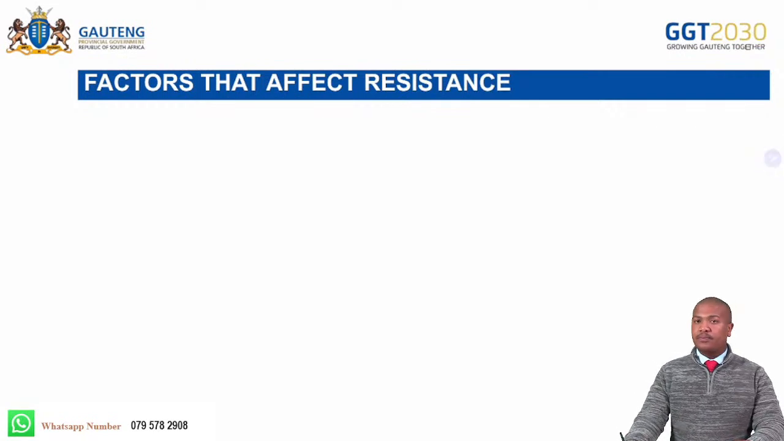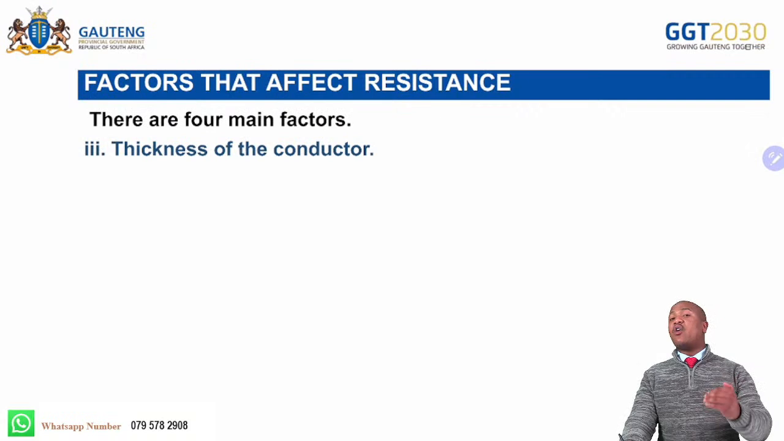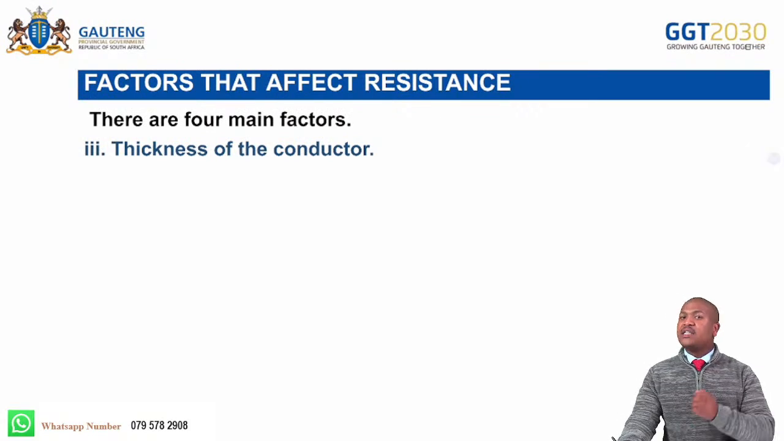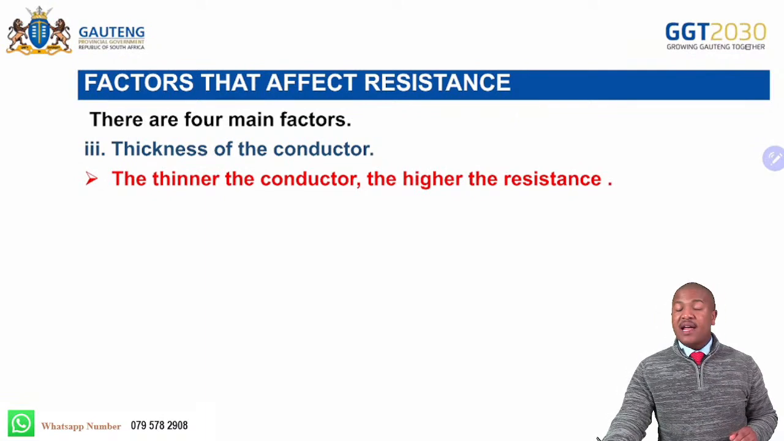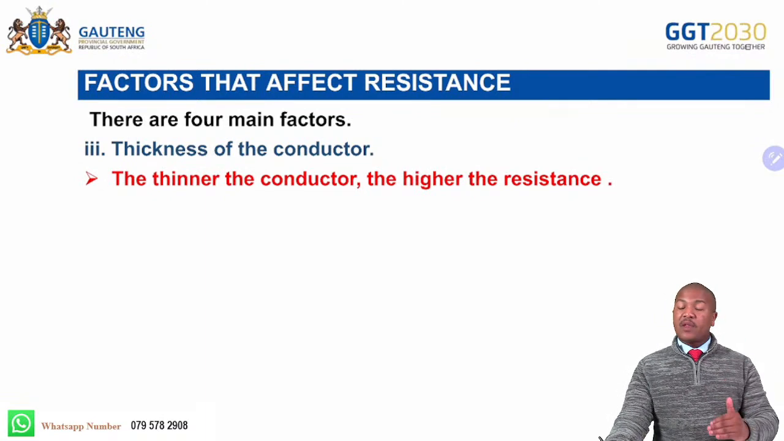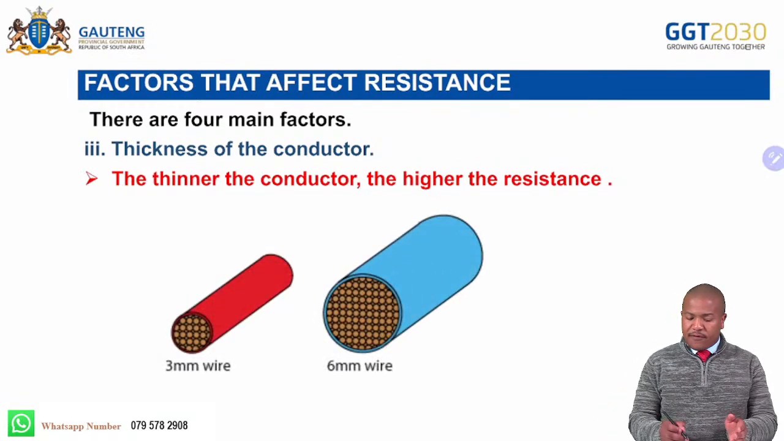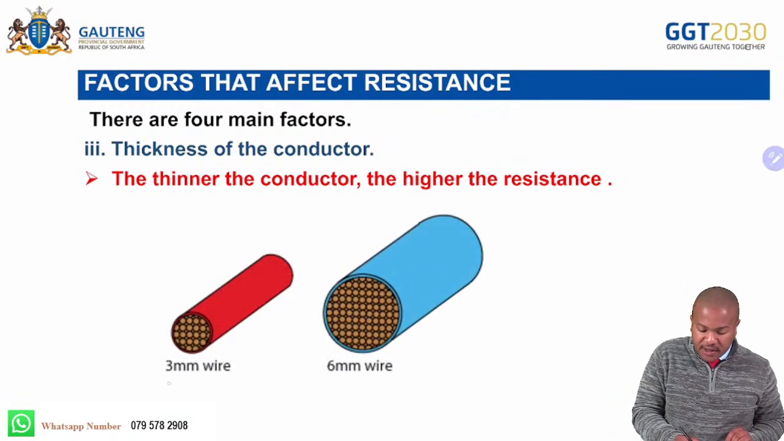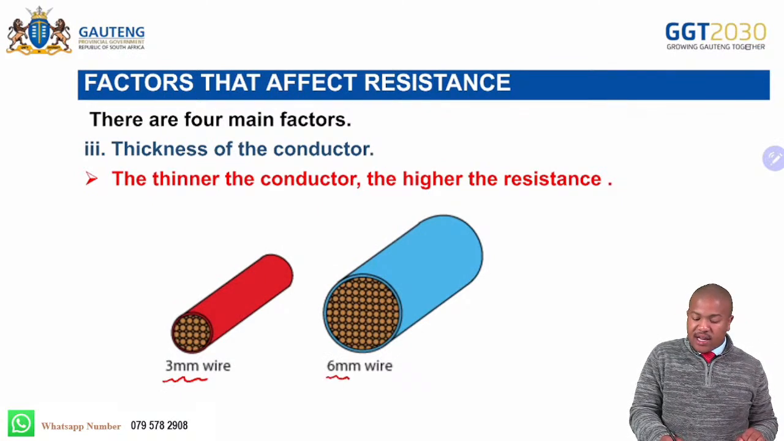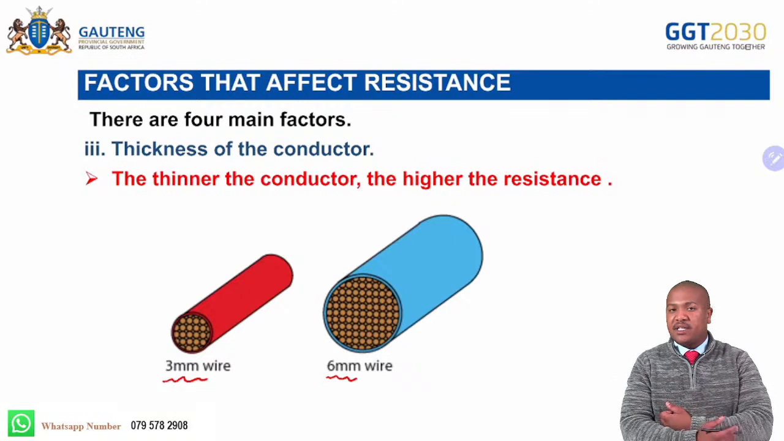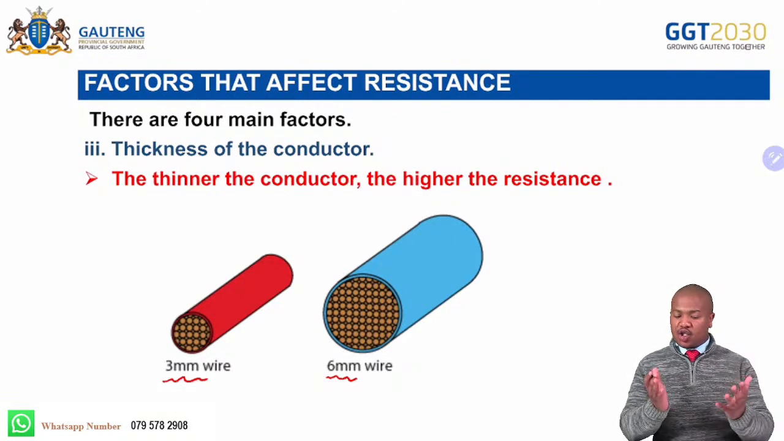And also, another one is the thickness of a conductor. This is how the thickness of a conductor affects resistance. The thinner the conductor, the higher the resistance. But how? We have two wires here, one which has a diameter of 3 millimeters and the other one having a diameter of 6 millimeters. But how does it affect resistance comparing the two?